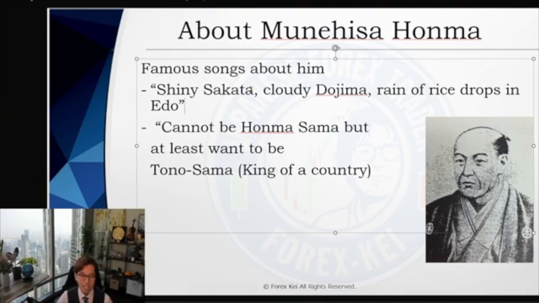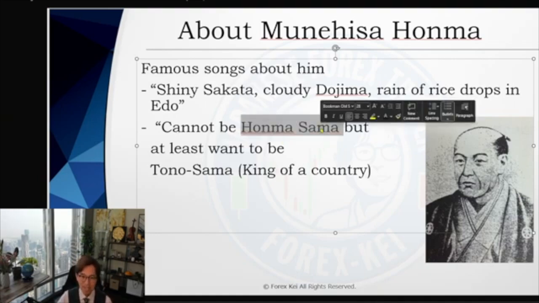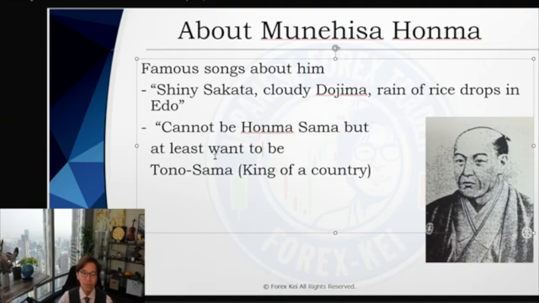And the second famous song was: Cannot Be Honma-sama, but at least want to be Tono-sama, king of a country. Sama means like sir or mister, or when you meet a teacher or someone superior, we say sama to someone in Japanese. So people thought: I cannot be Honma-sama, but at least I want to be Tono-sama. Tono-sama means king of the country. So that's how famous he was.